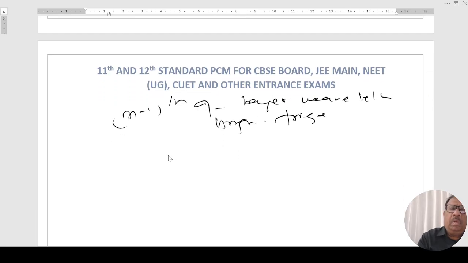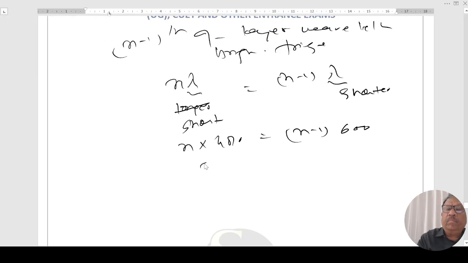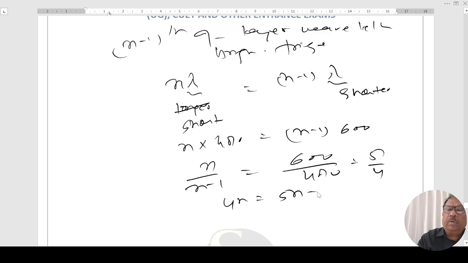Therefore, n into lambda shorter equals n minus 1 into lambda longer. So that comes out to be n into 480 equals n minus 1 into 600. On simplification, n upon n minus 1 comes out to be 600 upon 480, that is 5 by 4. So 4n equals 5n minus 5. So n comes out to be 5.